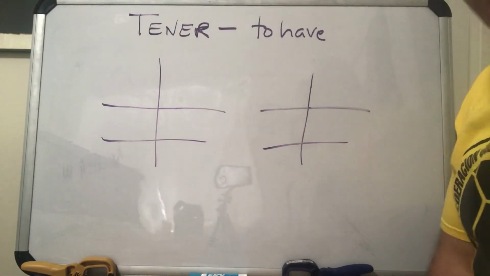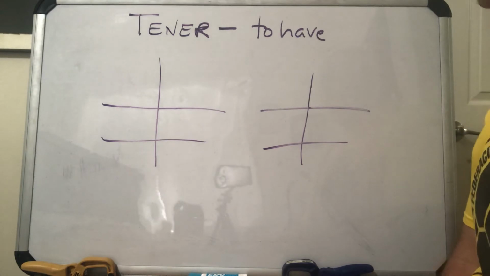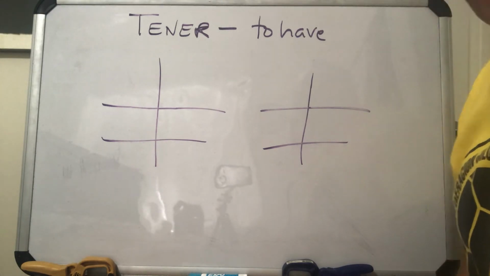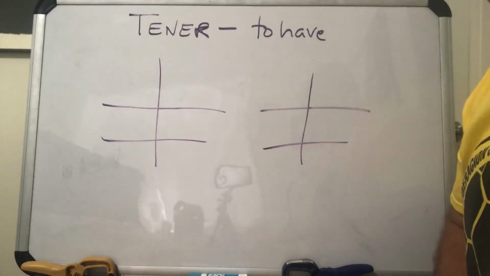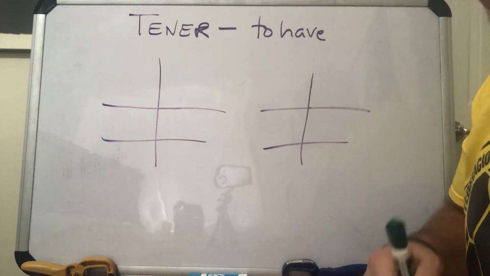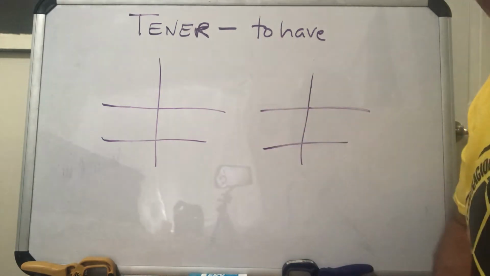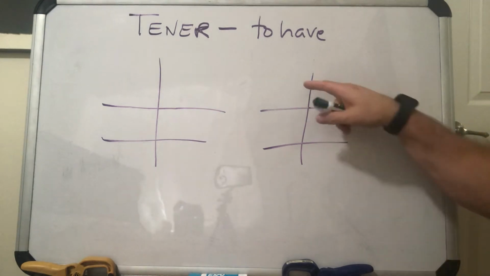Okay, muchachos, in this video we're going to talk about the verb tener, which means to have. And usually when we do a verb all by itself and we do all of the forms, it's because it's irregular. There's no real rules to follow to conjugate this verb. It's just weird. Okay, so let's do it in English first.